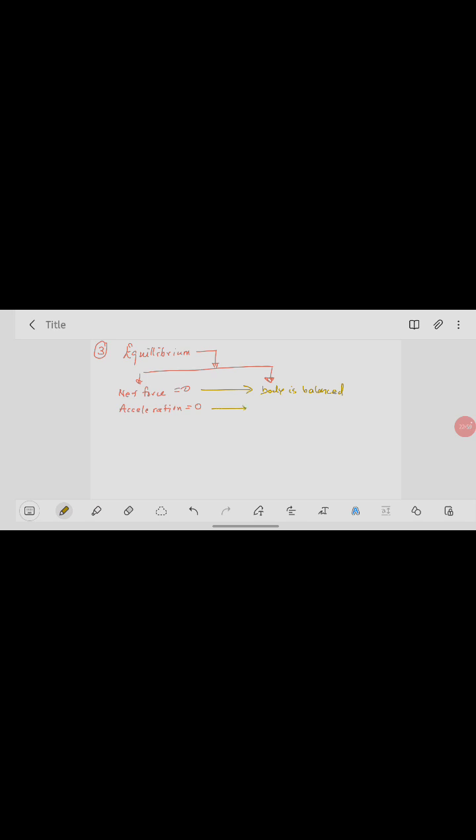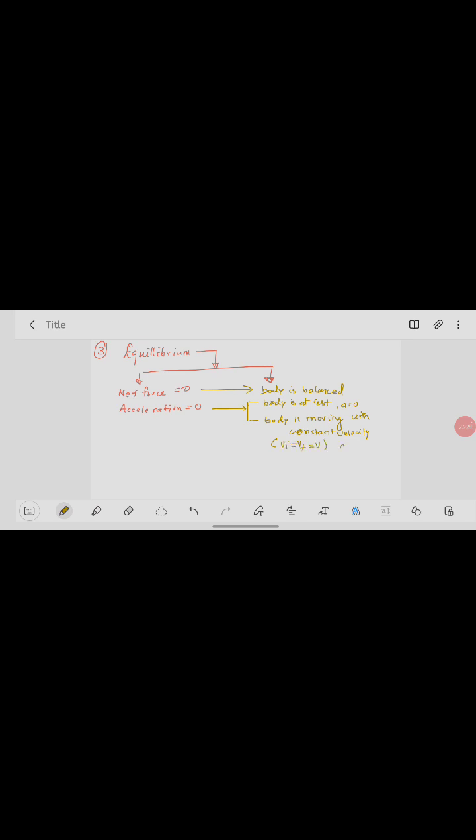And when we say acceleration is 0, it means two cases. What are the two cases? Body is at rest. When the body is at rest, then acceleration is 0. And the other condition is the body is moving with constant velocity. If the body is moving with constant velocity, it means initial velocity will be equal to final velocity, which will be v.